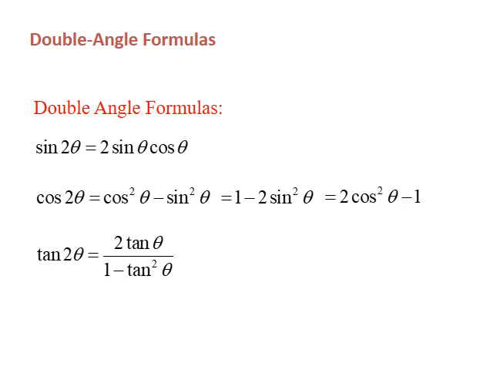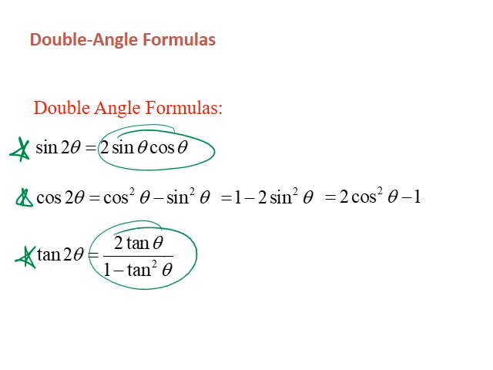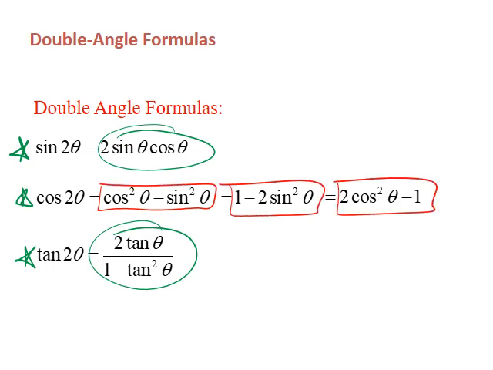So there are these three here: sine of 2 theta, cosine of 2 theta, and tangent of 2 theta. You'll see that sine of 2 theta and tangent of 2 theta have just one formula, whereas cosine of 2 theta has three choices. And depending on what you are doing, you will want to choose one of these three options over another. It might just help a little bit.